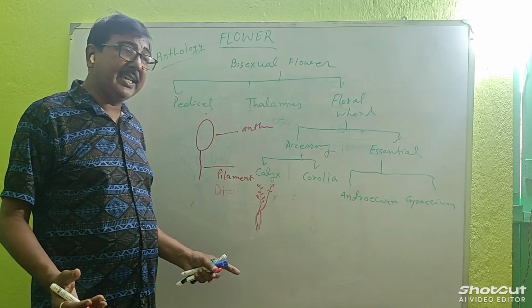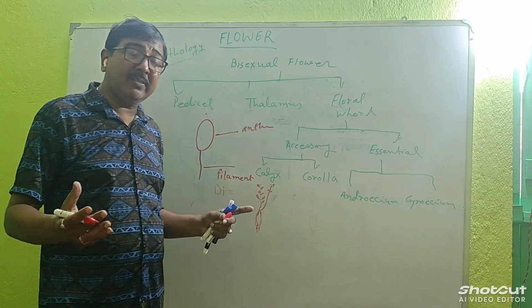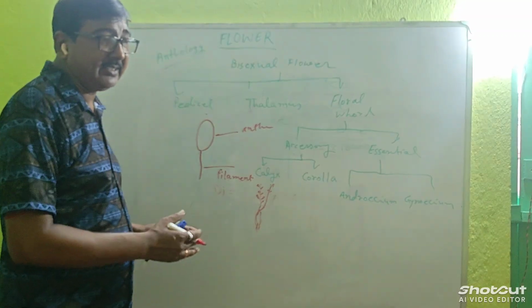Diadelphous is present in pea. Monoadelphous is present in hibiscus. Okay?